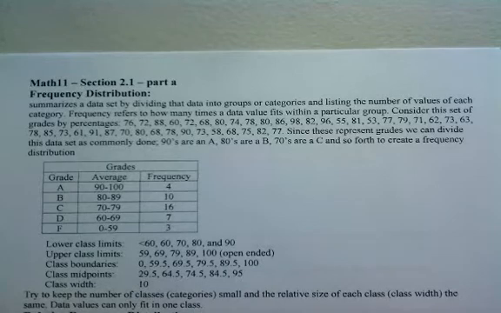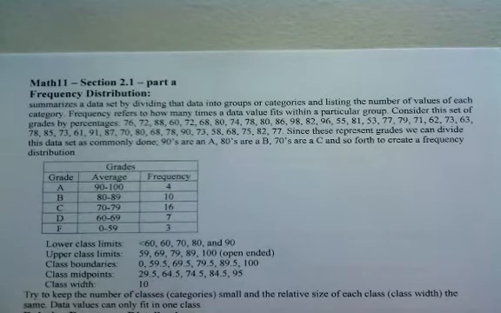So for the A's, 90 is the lowest percentage that you can have to have an A, 80 is the lowest for the B's, 70 for the C's, 60 for the D's, and then for the F's I just put less than 60. Upper class limits are the other side. So the highest F you could have, 59, the highest D, 69, 79, 89, and 100 for the A's. The reason I put open-ended there is in some cases it might be possible to have more than 100%, say extra credit.